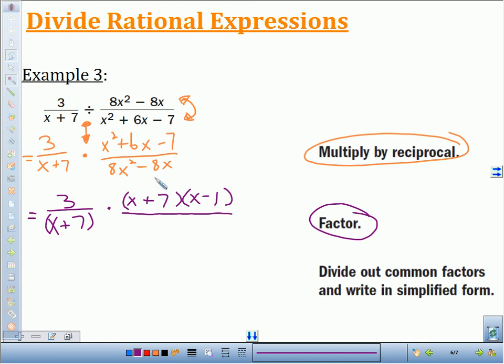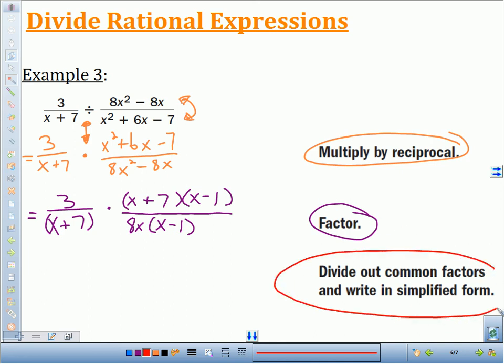On the bottom, this is a binomial, so we can only factor out the greatest common factor, which is 8x. When we factor 8x out, we get x minus 1. 8x squared, factor out 8x gives you x. 8x, factor out 8x gives you 1. Now, we're going to skip a step here. I don't typically like skipping steps, but we're going to do it anyway.